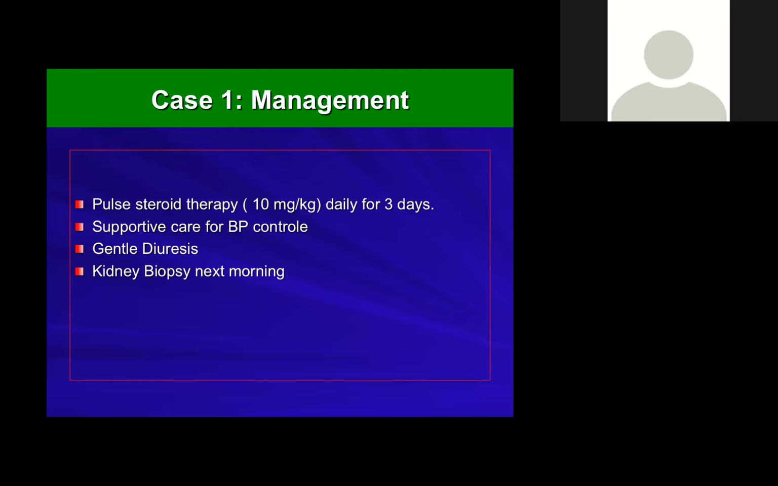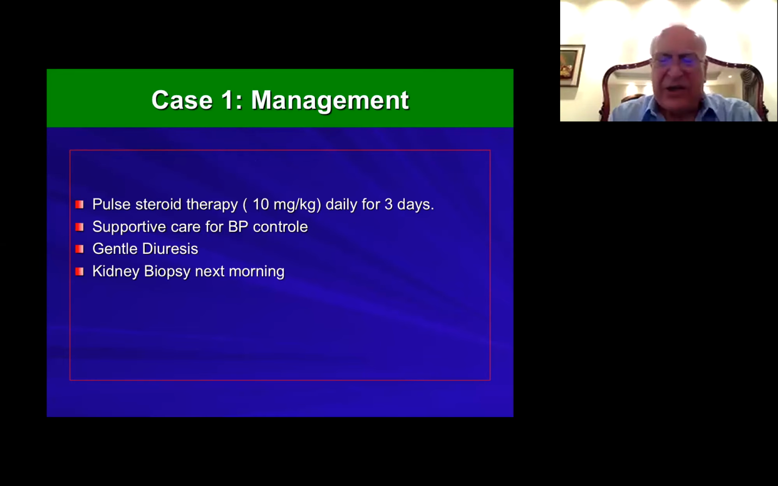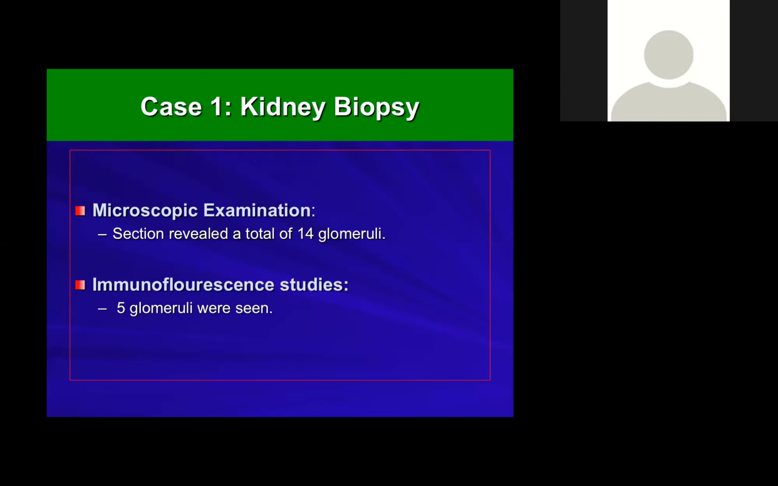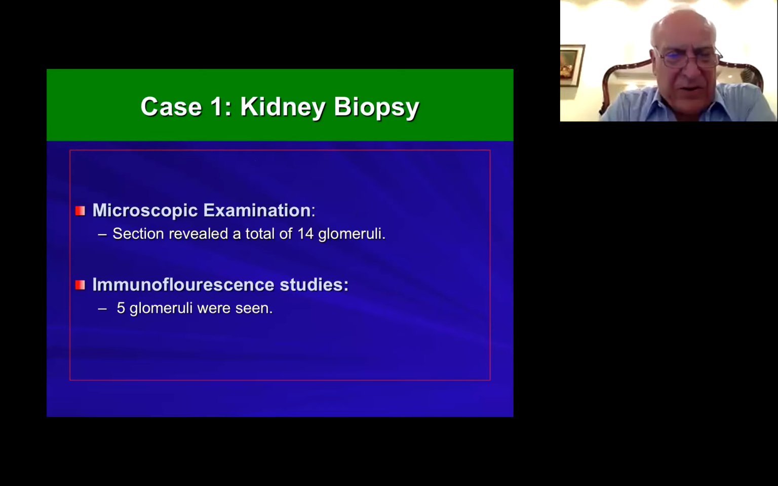Now, pending that, this patient's kidney function, we'll proceed with this. We don't need really to talk about management now. Okay, okay. We did the kidney biopsy. 14 glomeruli on the light microscopy, 9 glomeruli in the immunofluorescence.